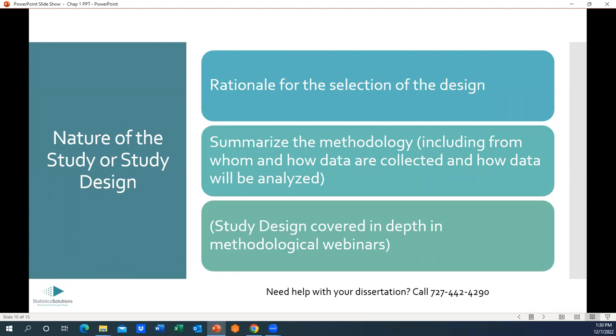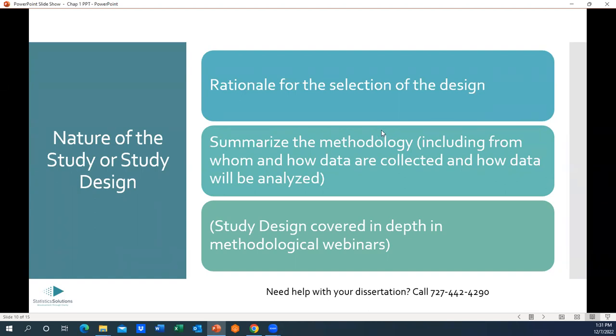So you want to also summarize the methodology, including from whom and how the data are collected and how the data will be analyzed. And again, this is a methods webinar, but we do conduct methods webinars that can get more in depth in this type of thing if you want to, on the methodology.